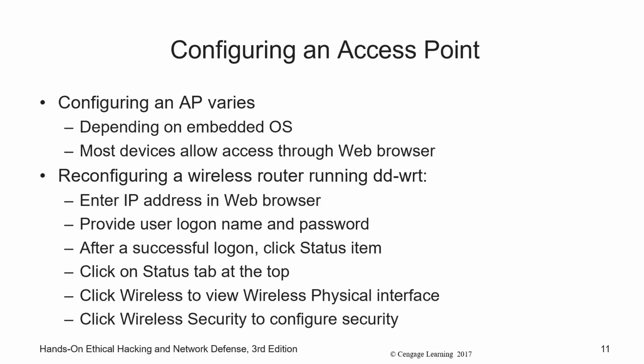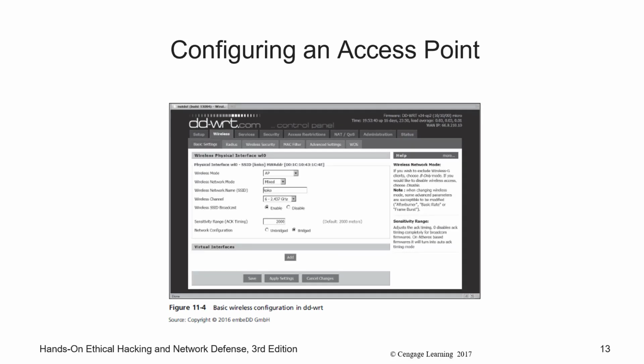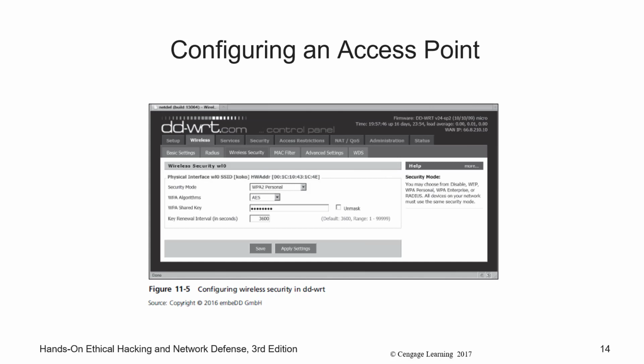DD-WRT, you can reconfigure a wireless router to run DD-WRT, again, as a different layer than the firmware provided by the vendor. So again, here's an example of viewing status on DD-WRT. Basic wireless configuration. And configuring wireless security.